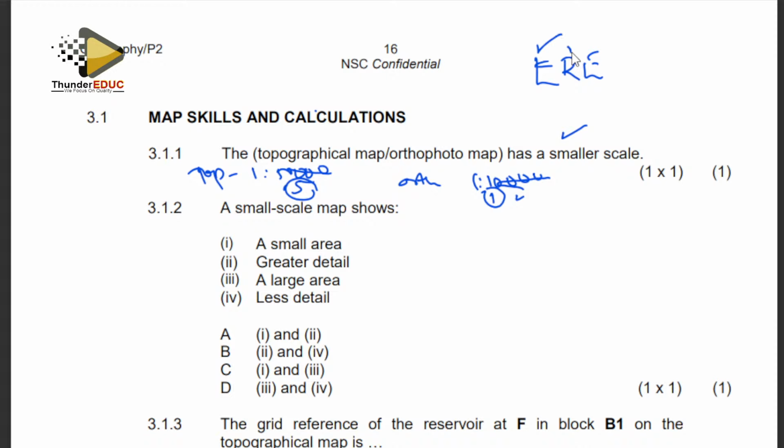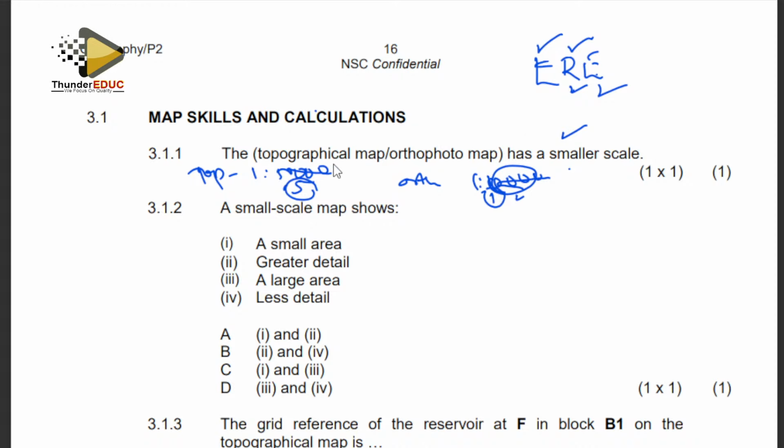Enlarged map, scale reduces. Reduced map, scale enlarges. Remember, this orthophoto map is coming from that small section on the topographic map. That means it has been enlarged. Because it has been enlarged, the scale is now reducing. That's why it is 10,000. Because this one is now covering a very bigger area, that's why the scale is like that.